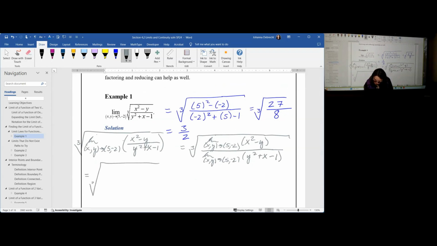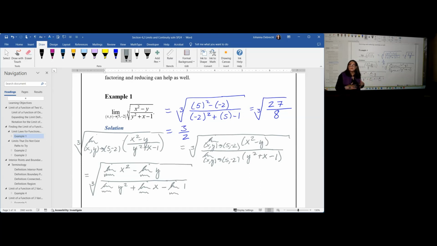So I've got this huge cube root. I've got the limit, and I'm just going to put squiggly marks for all of that at the bottom, of x squared minus, because I can pull the constant out, the limit of y divided by the limit as xy approaches 5, -2 of y squared plus the limit as xy approaches 5, -2 of x minus the limit as xy approaches 5, -2 of 1. Now, the squared ones, we would apply the power rule, which says as long as it exists, I can pull the limit inside the power.